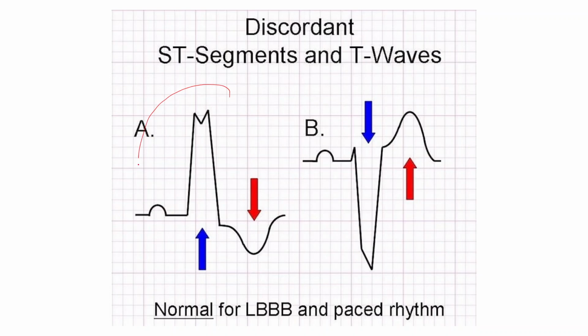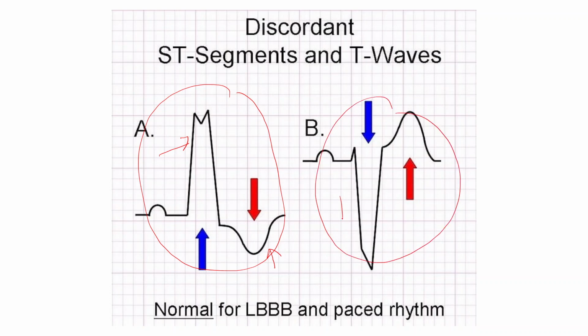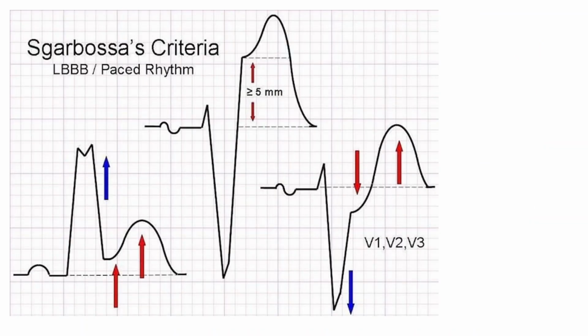So this is actually discordant because the QRS complex is in one direction and the ST changes are in the other direction. Here also you can see the QRS complex is negative, ST is on the positive side. So this is discordant. In case of LBBB, in V1, V2 and V3 you will get this kind of changes, and in V5 and V6 you will get this kind of changes usually. Sgarbossa's criteria, if it is concordant like this, 1 mm is sufficient and it will give you a score of 5 points.